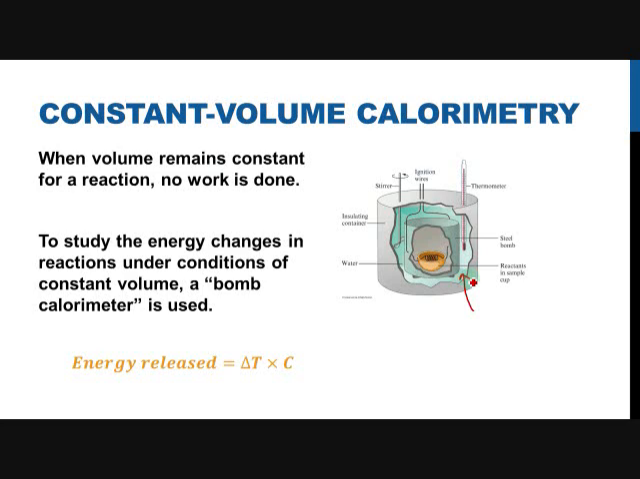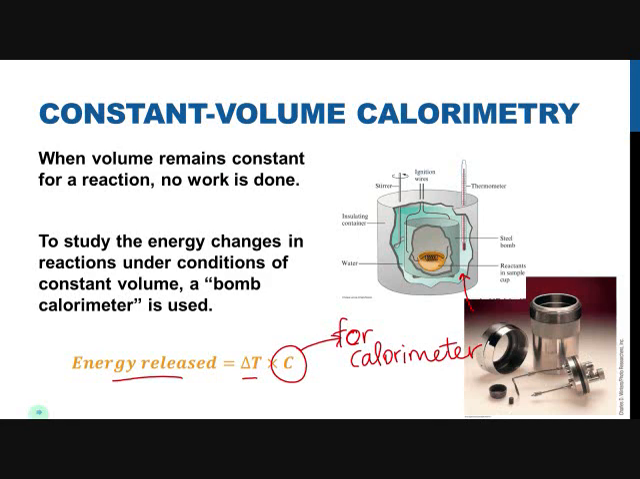Okay, so the equation for this is that the energy released is equal to the change in temperature times the heat capacity of the calorimeter. So when you do constant volume calorimetry, this is for the calorimeter. And so you would have to do some base testing to determine what the calorimeter's capacity is, and then you would use that value for all of your experiments. So in example 7, we're going to see how that was figured out and used. Oh, this is what it looks like in real life. It's really not that exciting.